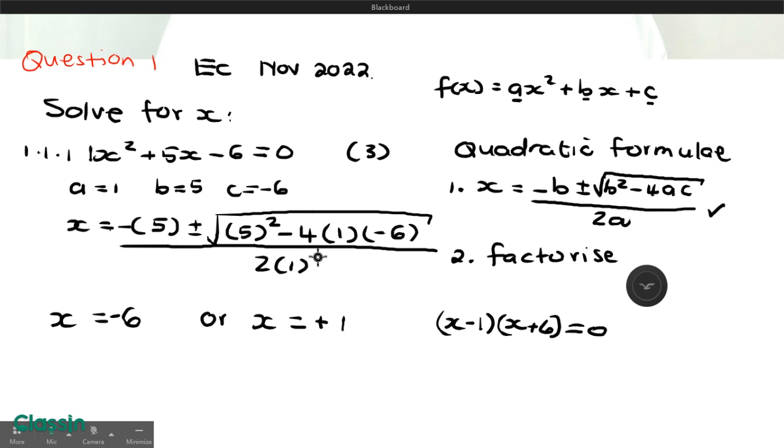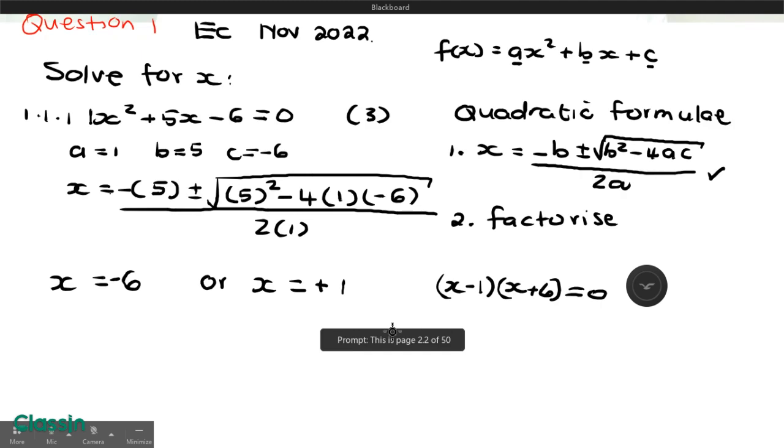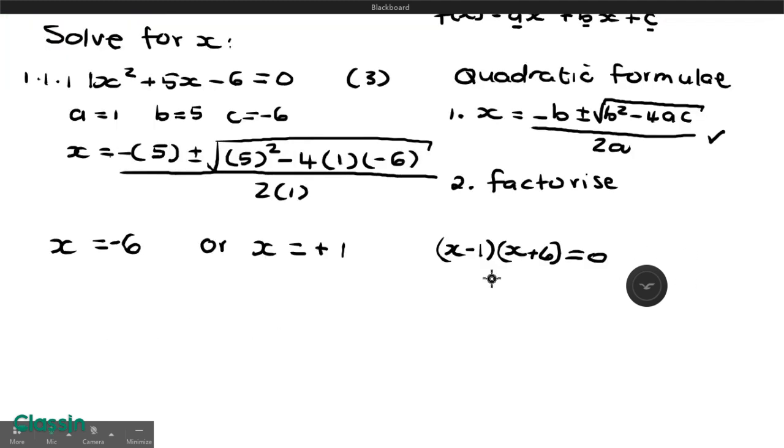But here you only used the quadratic formula in order to arrive at the answer. Now, if you check on this one, I have found that the value of x is equal to 1, or x is equal to -6. This is factorization. Now, how do we factorize in this manner?